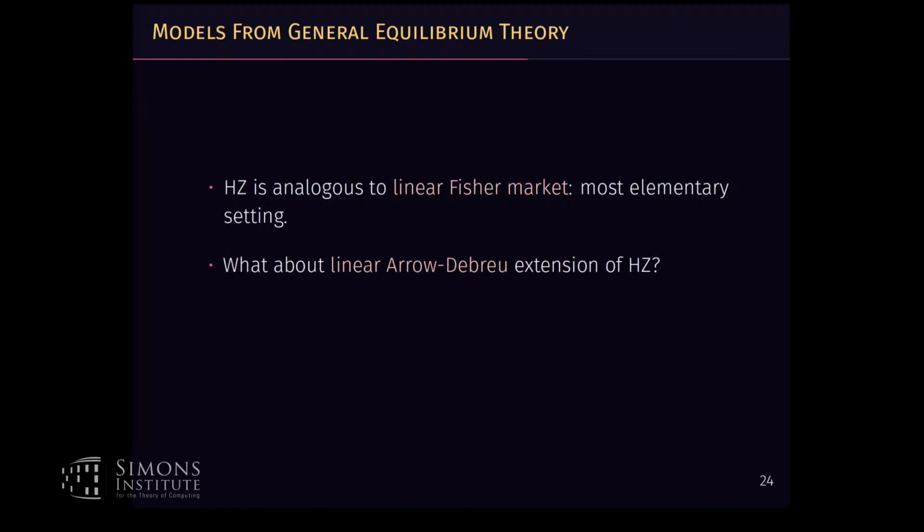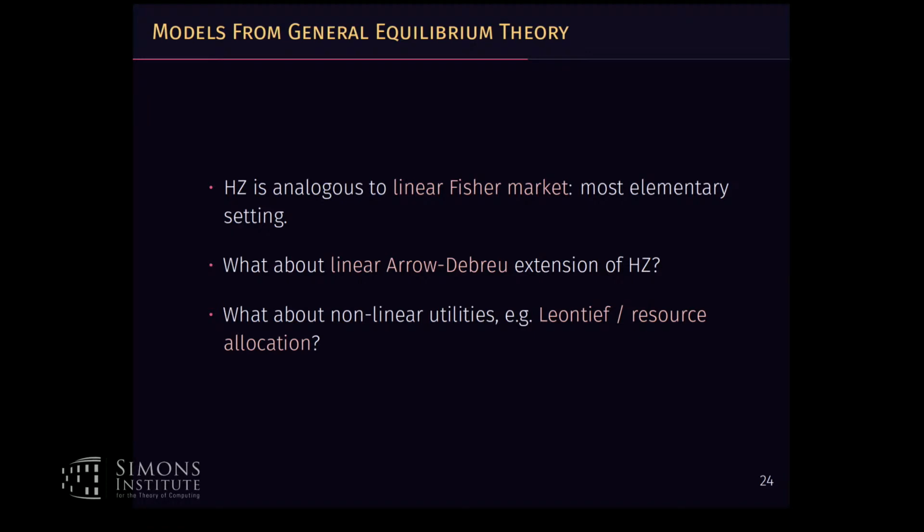If you want to go beyond this, for example, to things like a linear Arrow-Debreu market, where the agents already bring some endowment of goods into the market and then trade amongst each other, or if you want to go into markets that have non-linear utilities, what can you do?